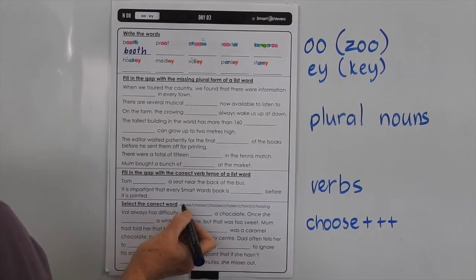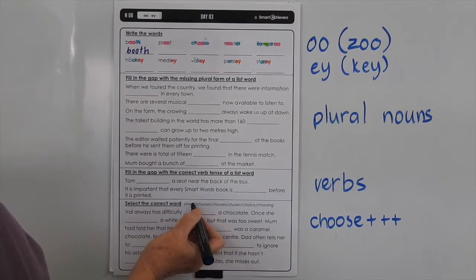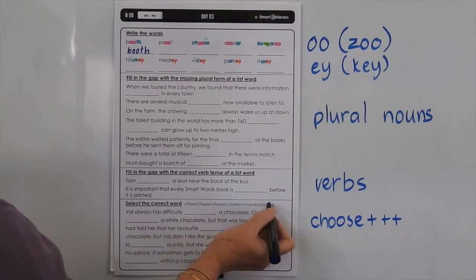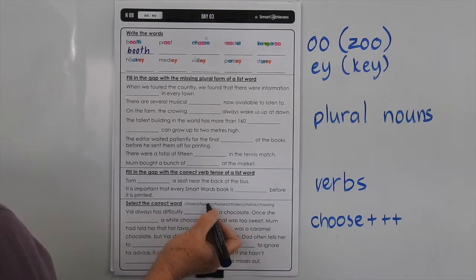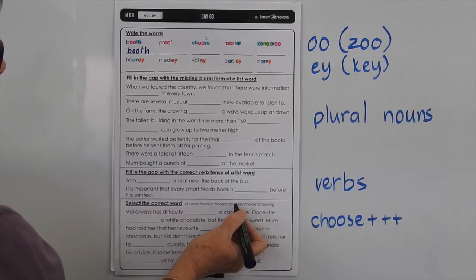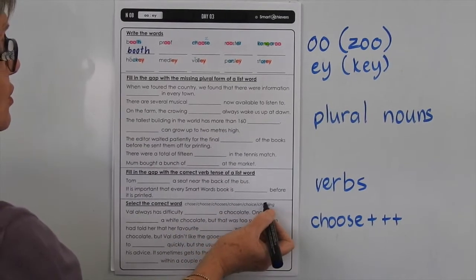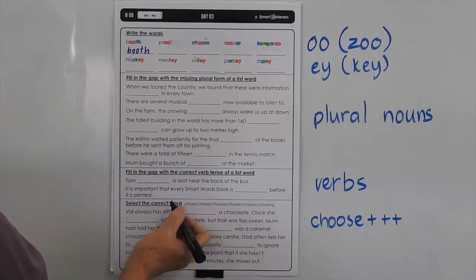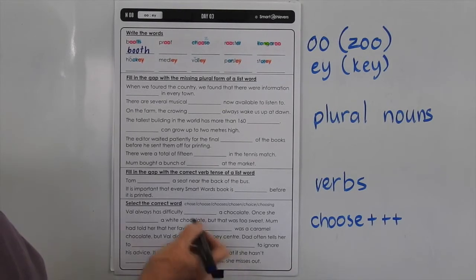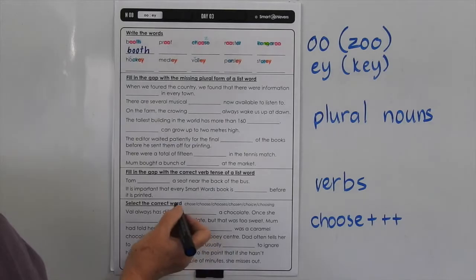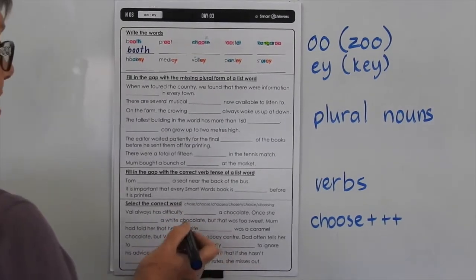Select the correct word. Now because choose is a bit tricky for people, we've put it in its different forms. So we've got chose, choose, chooses, chosen, choice, choosing. So you're going to have to work out which one to write in each of these sentences here, and maybe discuss it within your group so that you know that everyone's got it right.